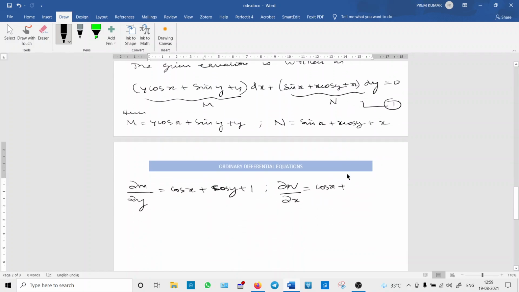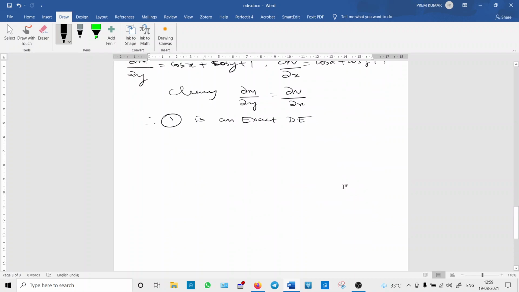Okay. Now we have to differentiate partially with respect to x. Clearly, ∂M/∂y equals ∂N/∂x. Therefore, the differential form 1 is an exact differential equation. Now, what do you have to do? Therefore, now first you have to follow step 1.